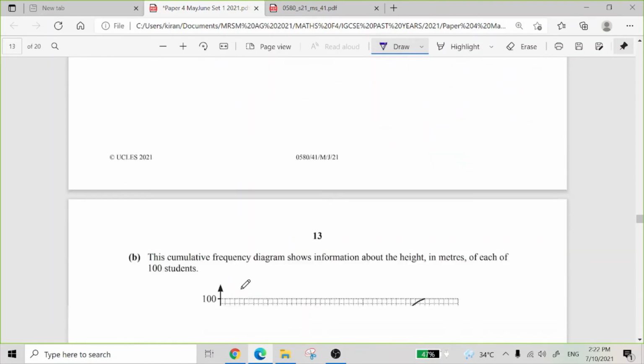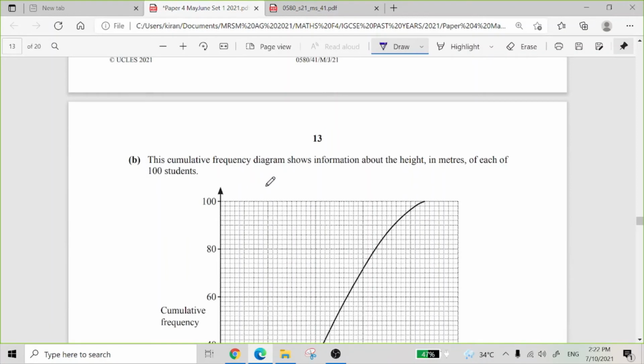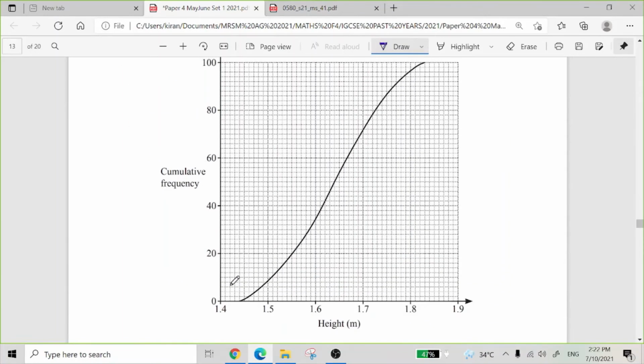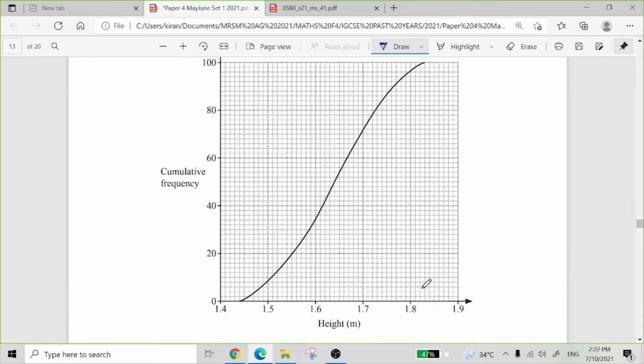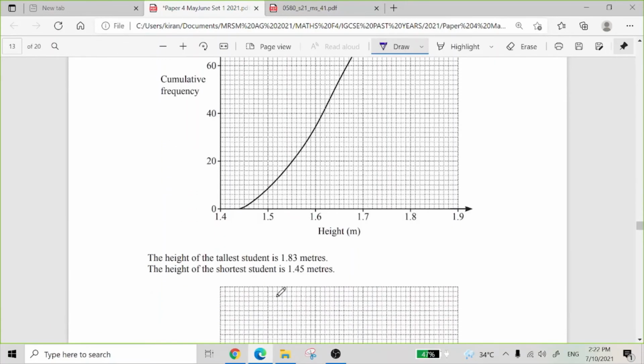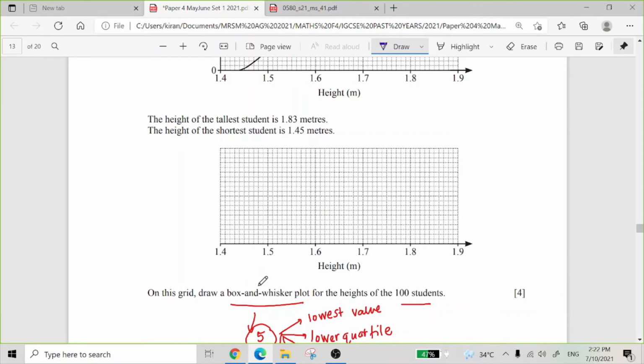Okay, next question. This cumulative frequency diagram shows the height in meters of each of 100 students. So we have another cumulative frequency diagram. Okay, and then the question: the height of the tallest student is 1.83 meters. Okay, that is the highest value, and the height of the shortest student is 1.45 meters. Okay, on this grid, draw a box and whisker plot for the height of the 100 students.